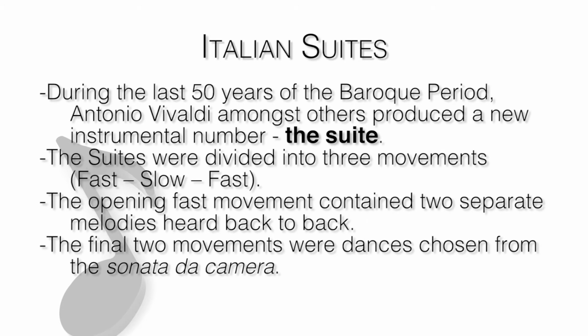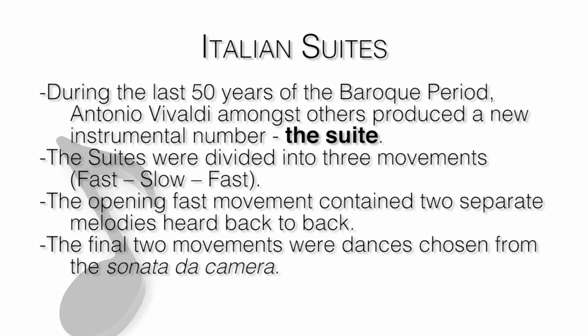In the first fast movement, they would use 2 separate melodies. Melody number 1 would begin and end, and then you would hear melody number 2. Remember, we're in the texture of homophony now. We're not using polyphony, where you would hear 2 or more melodies simultaneously. These were heard back to back. And later on, when the symphony is created, the first movement uses this concept of 2 melodies or 2 themes. Then the middle movement was a slow dance, and the ending movement was a fast dance.